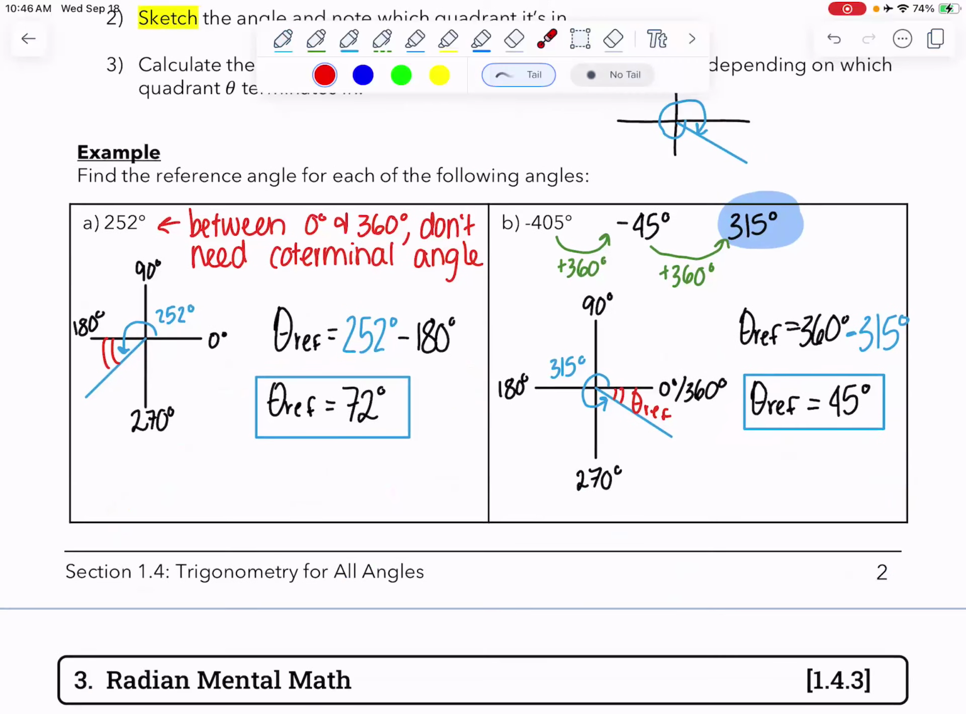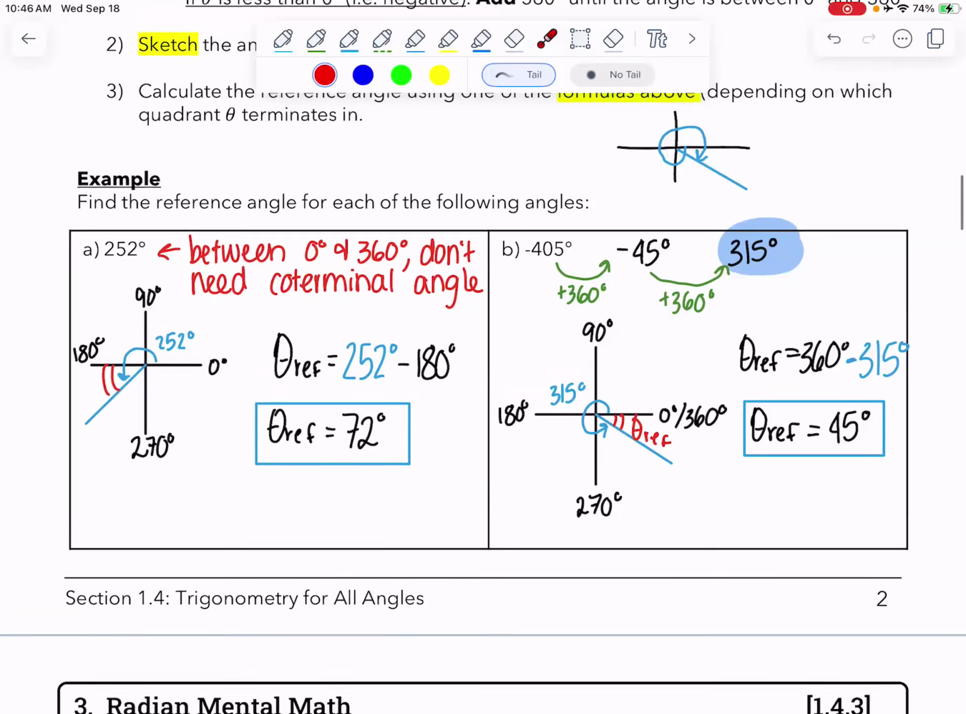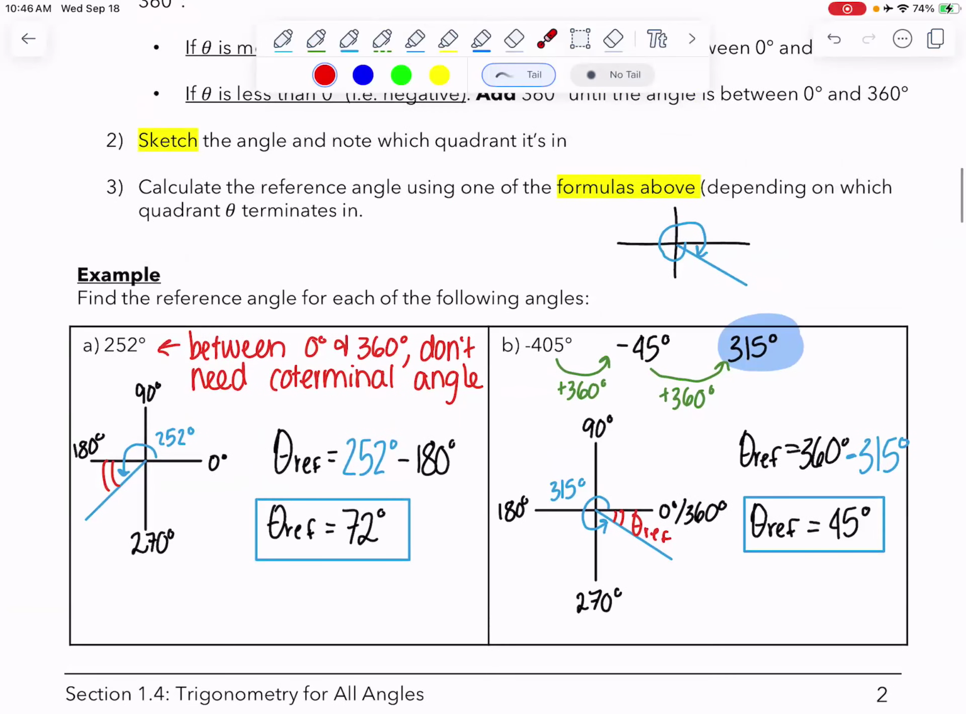All right, well, that is it for this section. So that's finding reference angles in degrees. We're going to go over a little bit of radian mental math in the next video, and then the following video we'll be doing the same thing, but with radian measurements instead.